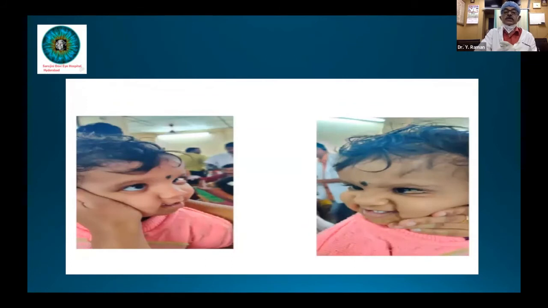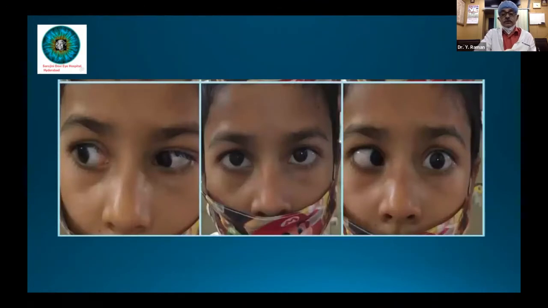This is a bilateral DRS with a dermal lipoma, and this is typical DRS type 1 of the left eye, where there is an esotropia of the left eye, and when he is looking to the left, the palpebral fissure is widening, and when he is looking to the right, the palpebral fissure is narrowing.